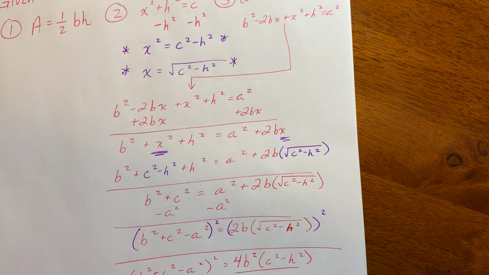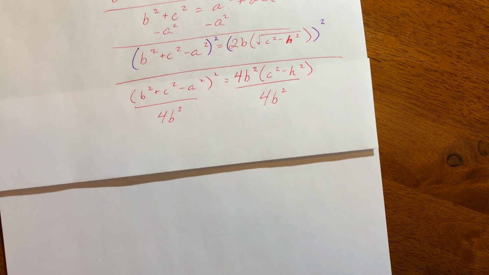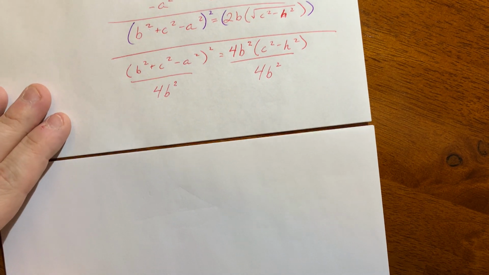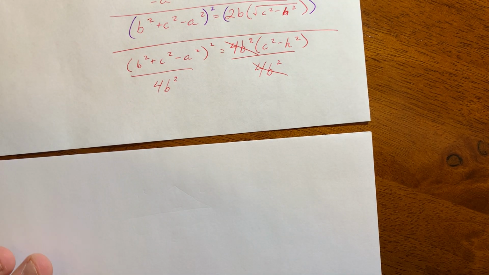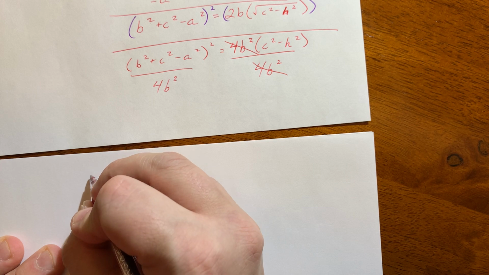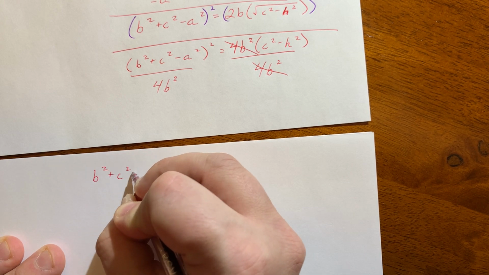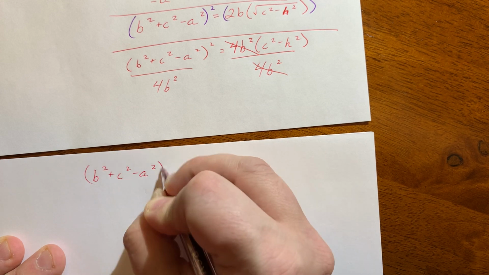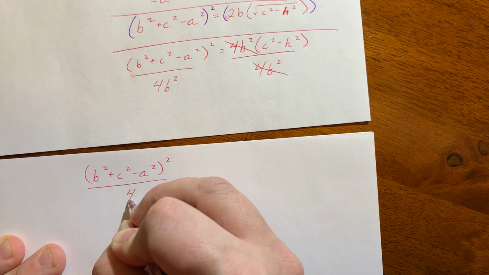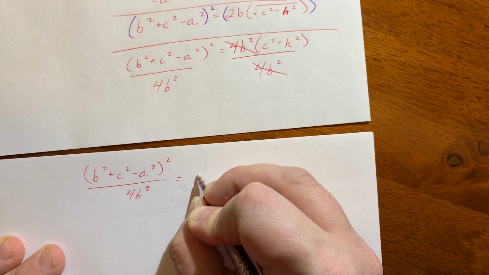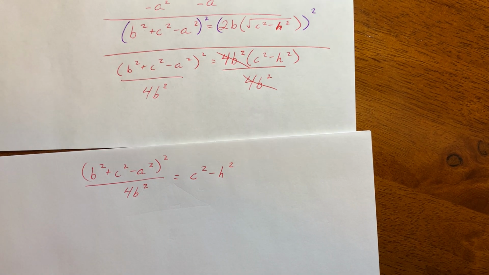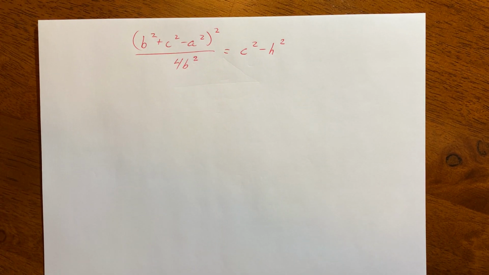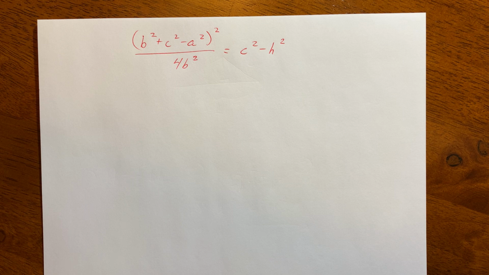And I'm going to take this opportunity of this division to be the moment where I move to a new paper. So what we're going to do is have these 4b squareds reducing each other out. And I will now have this written as b squared plus c squared minus a squared, all squared, divided by 4b squared, equaling just c squared minus h squared. So now we're getting a little bit closer to h being isolated all on its own. So what can we do now?